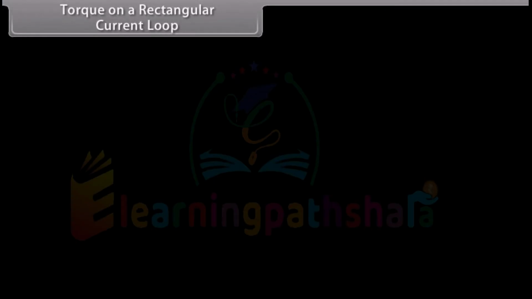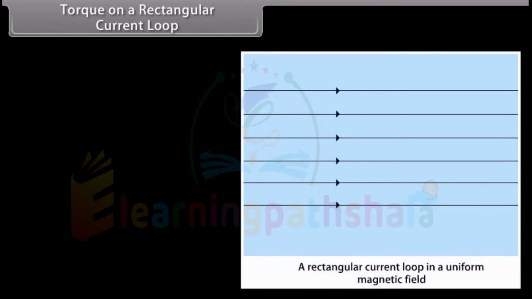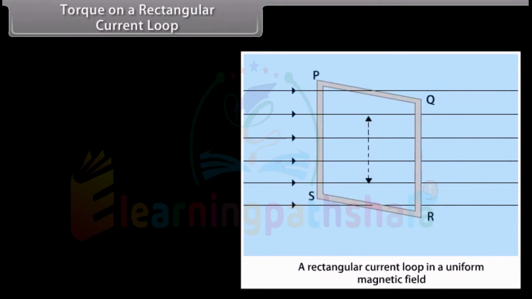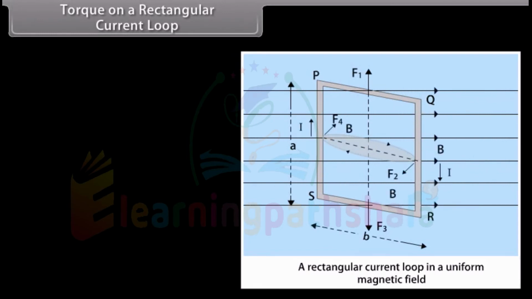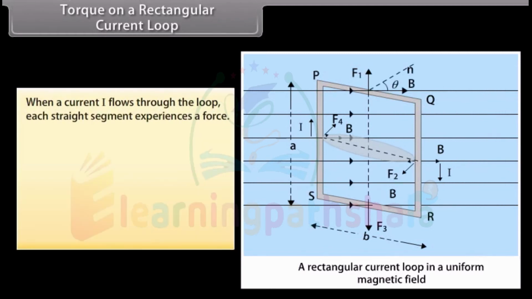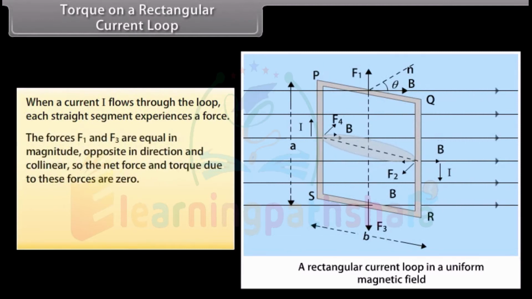Torque on a rectangular current loop. We consider a current-carrying rectangular loop PQRS of sides a and b placed in an external uniform magnetic field B. The normal to the plane of the loop makes an angle θ with B. When a current I flows through the loop, each straight segment experiences a force. The forces F1 and F3 are equal in magnitude, opposite in direction and collinear, so the net force and torque due to these forces are zero.